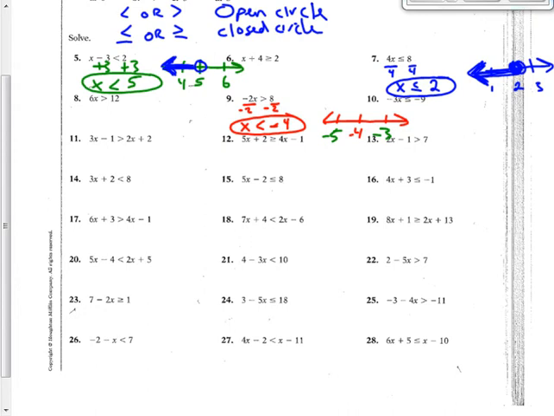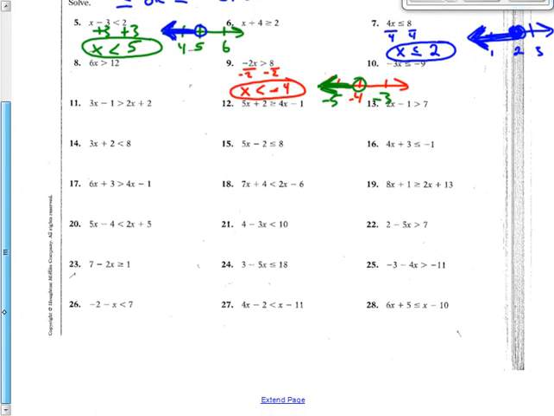Okay, as I go to the left, I get smaller. -5 is smaller than -4. So x is less than -4, open circle, and less than is still to the left. Okay, so my graph looks like that. You need an answer and a graph. Okay, let's move down to a couple problems that are a little bit more difficult.